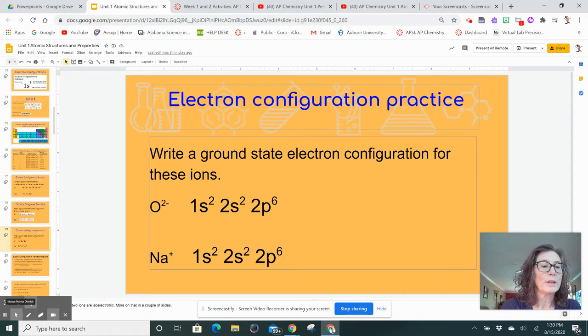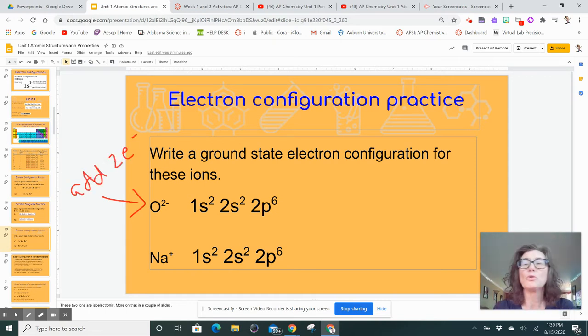On this one, we're looking at electron configurations of ions. So remember, if we have a negative charge, that means we added 2 electrons. So oxygen normally has 8. If we add 2, that gives us 10. 10 electrons goes in, again, start at the bottom, 1s2, 2s2, 2p6.